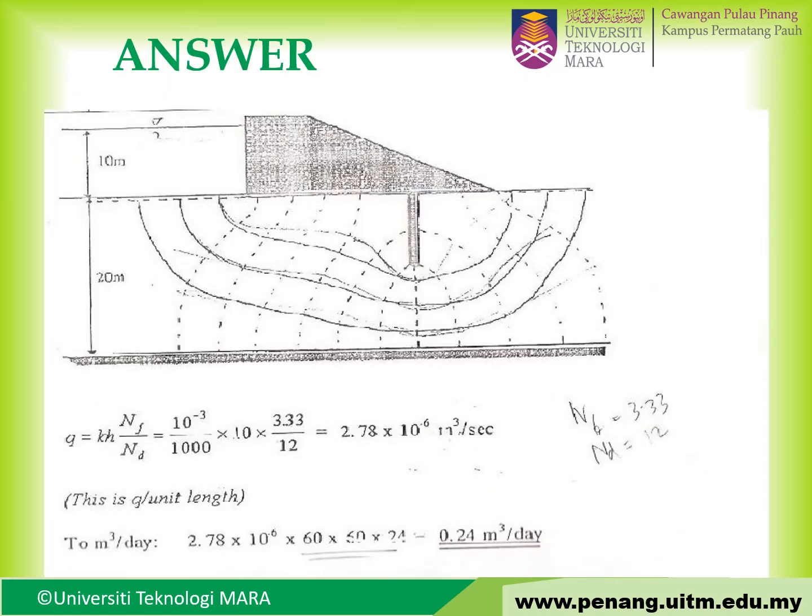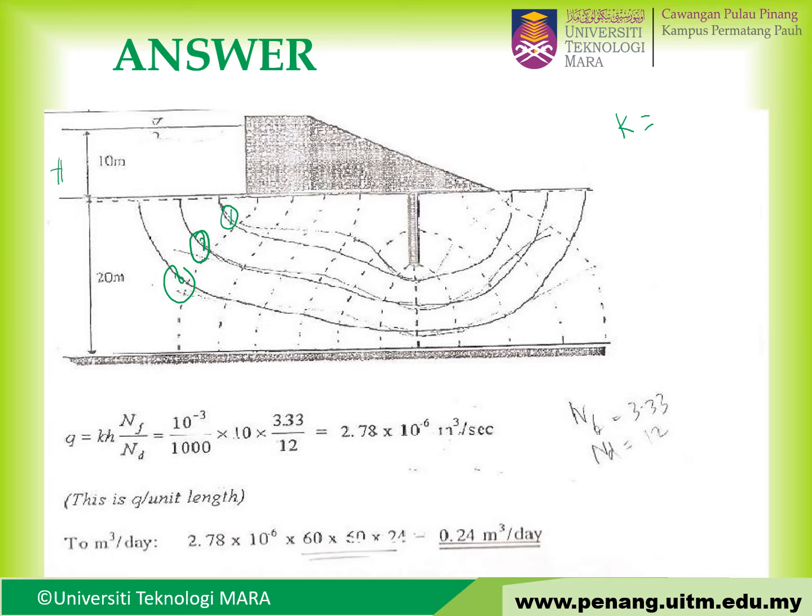Okay, this one is an example or answer for the question. It depends on your drawing. For example here, from the previous you have the K value. K is given. So you have the H value, and then you have the flow lines 1, 2, 3.